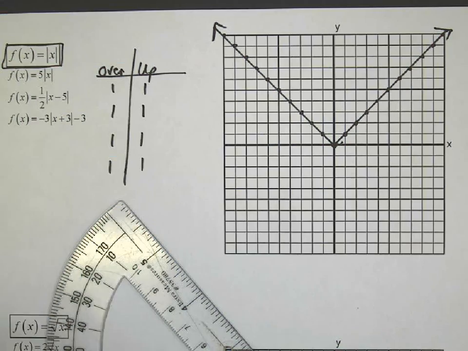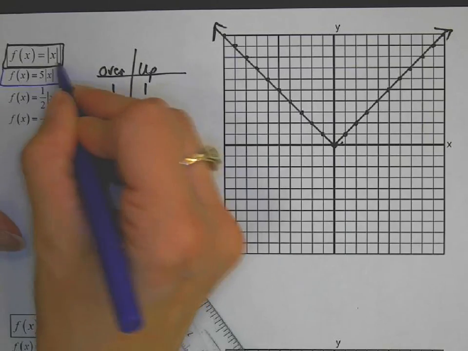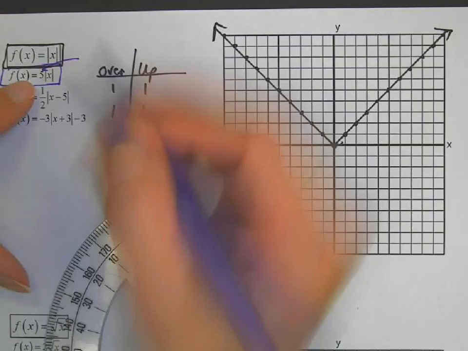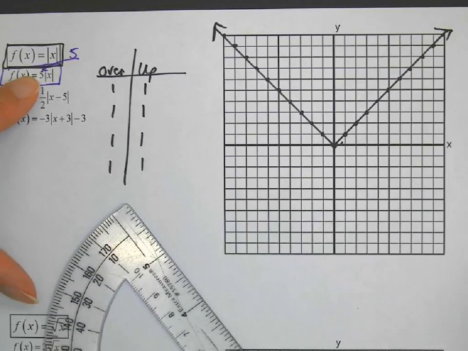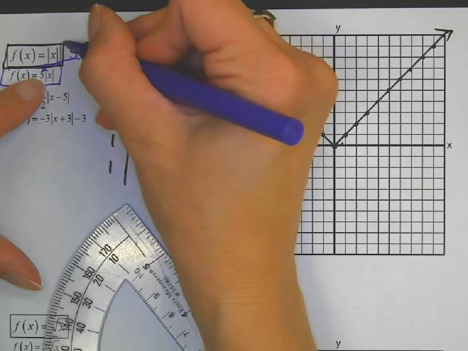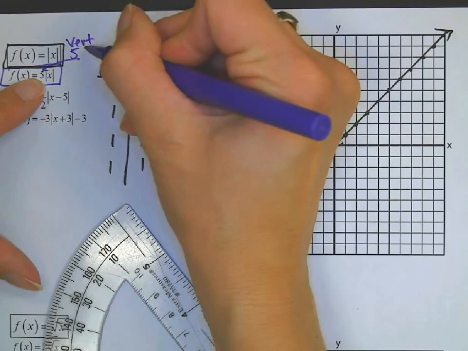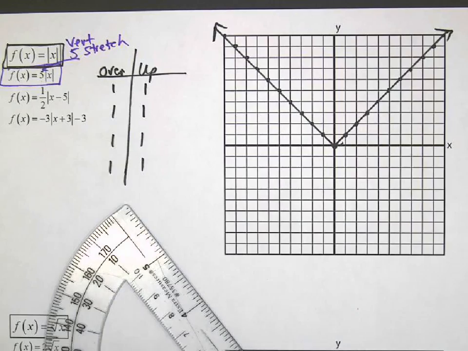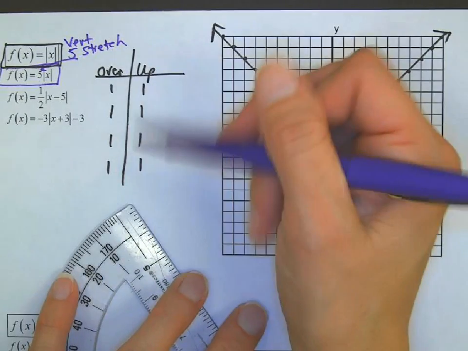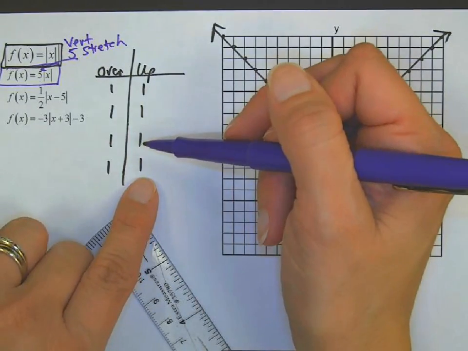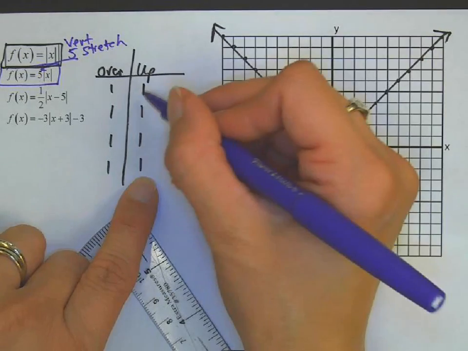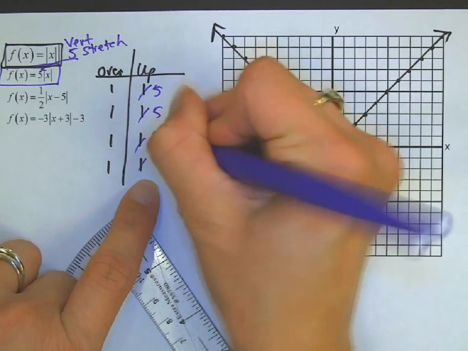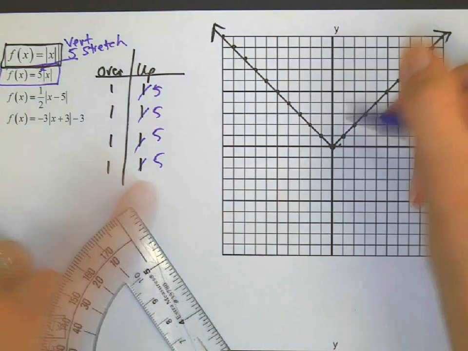Okay. This next example here has a 5 out in front. It's out in front of the absolute value, so that means a vertical stretch. Okay, vertical stretch by 5. Which ones of these are the verticals? The ups. And this is where I really like absolute value, because 1, 1, 1, 1 is simply 5, 5, 5, 5. Okay, let's do it.